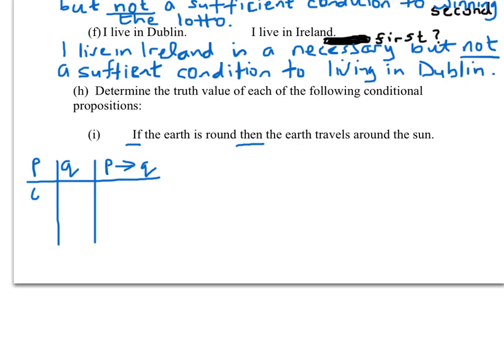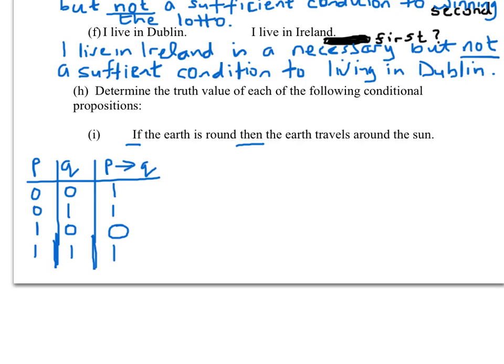So the initial states are 0, 0, 0, 1, 1, 0, and 1, 1. So let me bring down that piece of the table there, like that. Now, P implies Q is false only in one situation, and that's when the input is 1, 0. So it's false there, and it is true everywhere else.